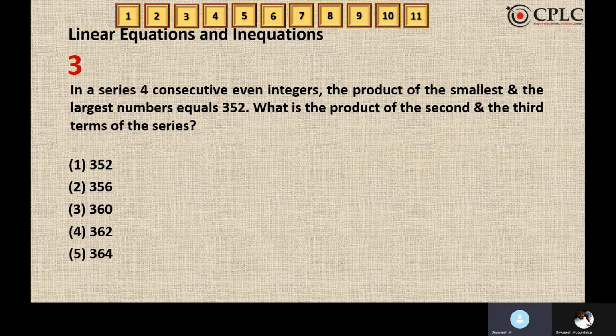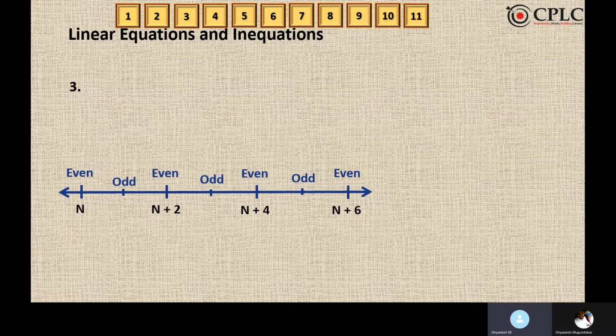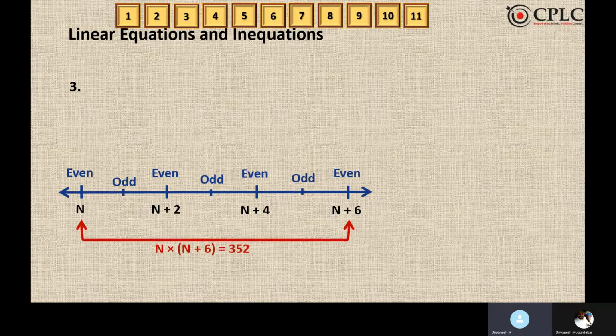So the product of the smallest and the largest, that is x into x plus 6, is 352. I have assumed x, they are taking n, doesn't matter, just a different representation. So the product of the smallest and the largest, that is n into n plus 6, is 352. Solve that equation, you will get n square plus 6n is equal to 352.